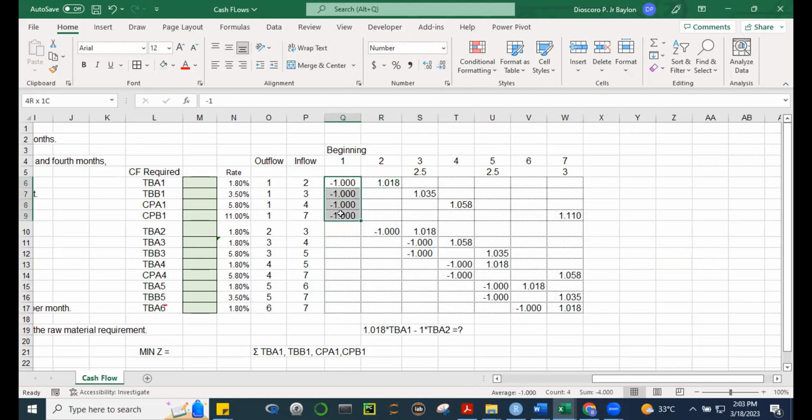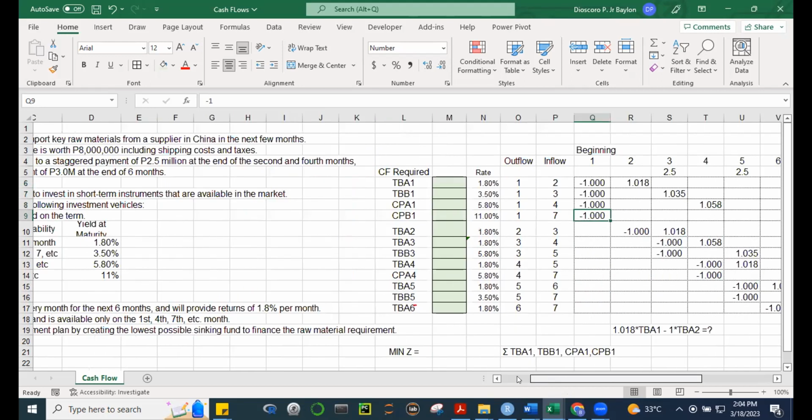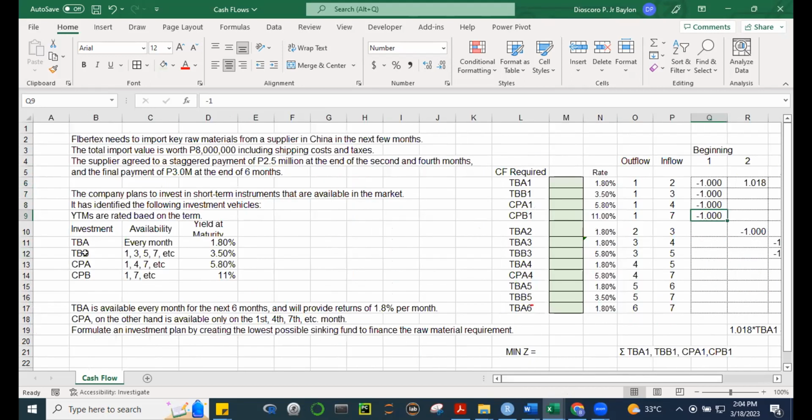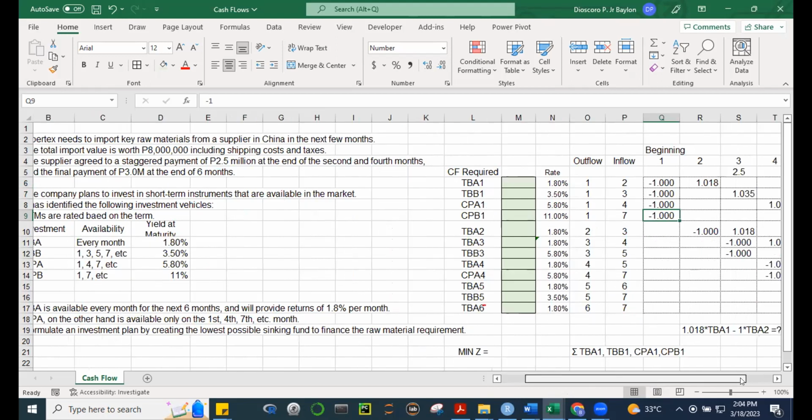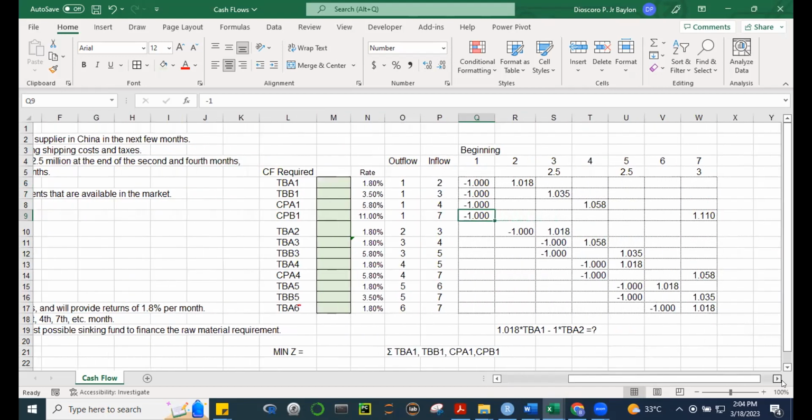All of these are negative, and therefore they're all outflows on the first month. And that's of course correct because you have 4 investments, TBA1, TBB1, CPA1, CPB1, that will be placed on the first month. Okay, that's why they're all -1. There are no other investments that will be made on the first month, only these 4, because there are only 4 types available: TBA, TBB, CPA, and CPB. Okay? So only 4 different types.